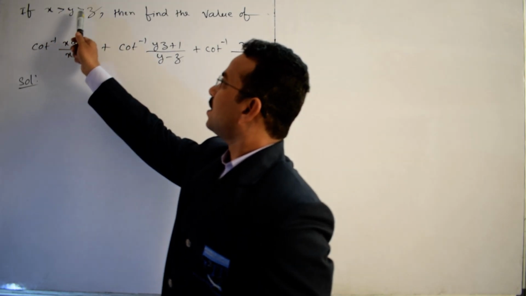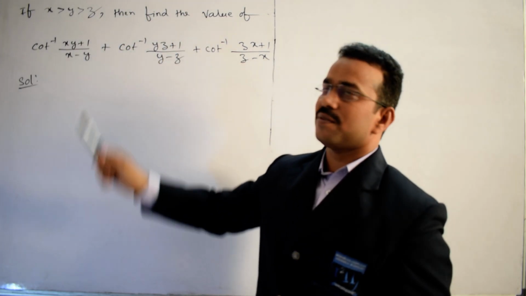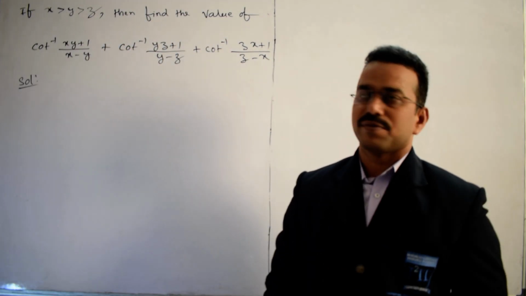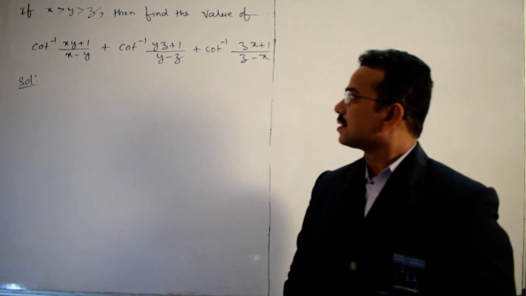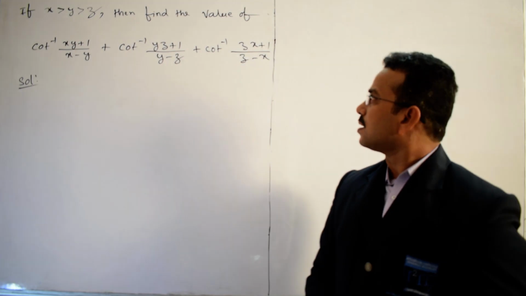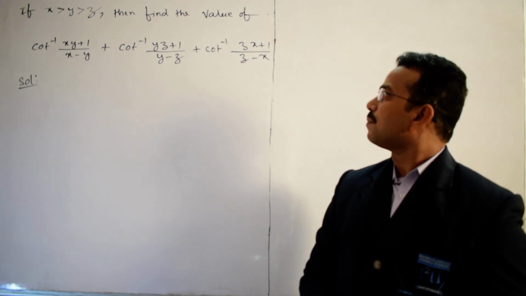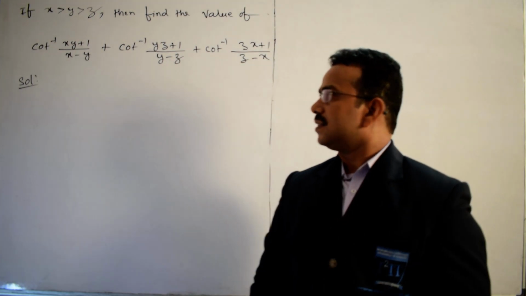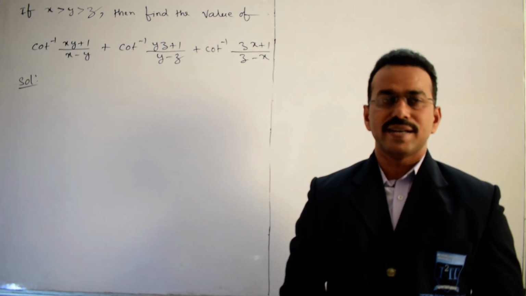If x > y > z, then find the value of cot inverse of (xy + 1)/(x - y) plus cot inverse of (yz + 1)/(y - z) plus cot inverse of (zx + 1)/(z - x). Here, our task is to evaluate this expression.